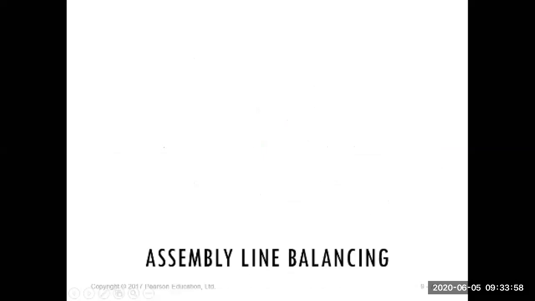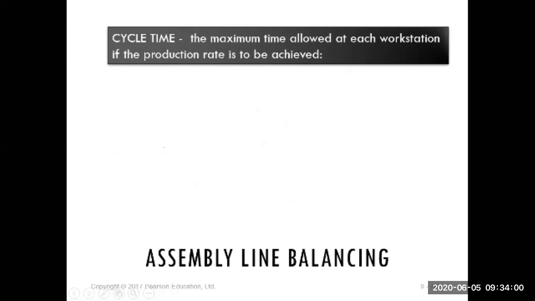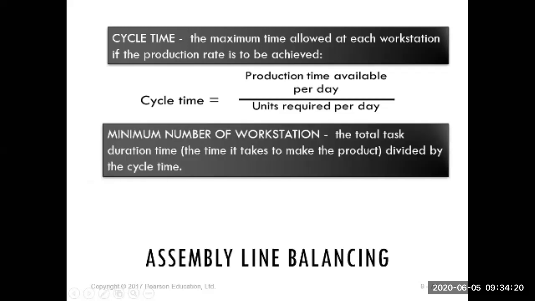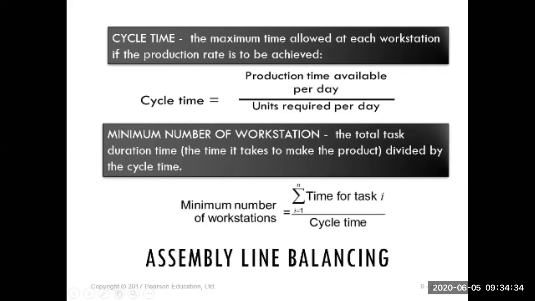Next, remember I said that for line balancing we calculate the cycle time, the maximum time allowed at each workstation. This is the formula: cycle time equals production time available per day divided by units required per day. We can also identify the minimum number of workstations: the total task duration divided by the cycle time.